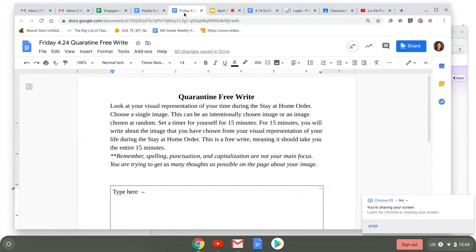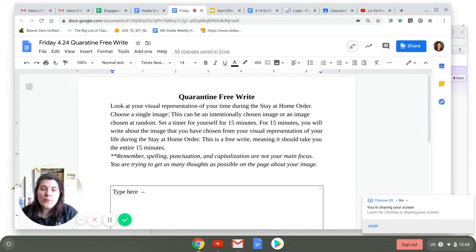So on this doc right here, it says, look at this visual representation of your time during the stay-at-home order. Choose a single image. This can be an intentionally chosen image. Man, guys, I'm really struggling today with my reading. This Friday thing is not working for me. This can be an intentionally chosen image or an image chosen at random.